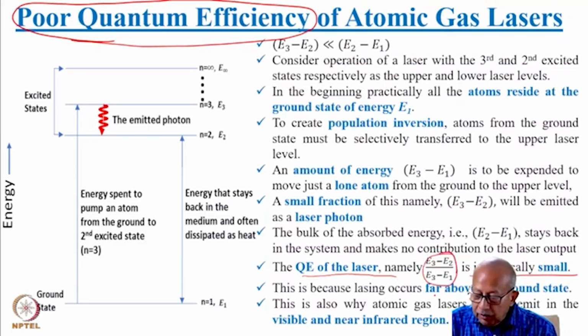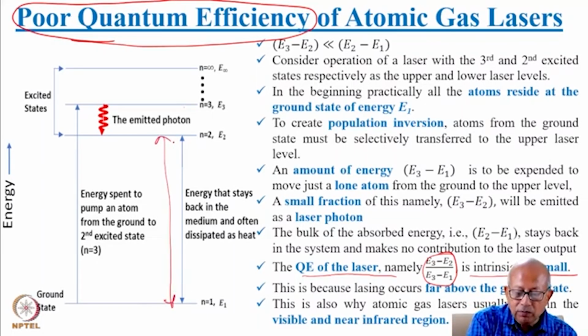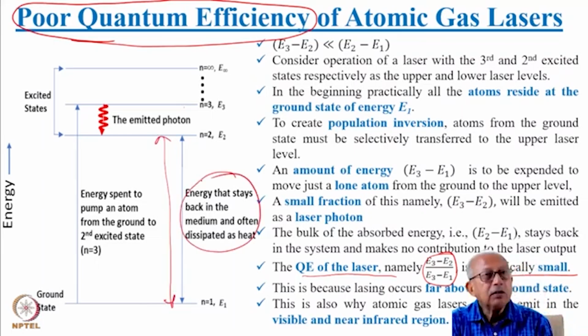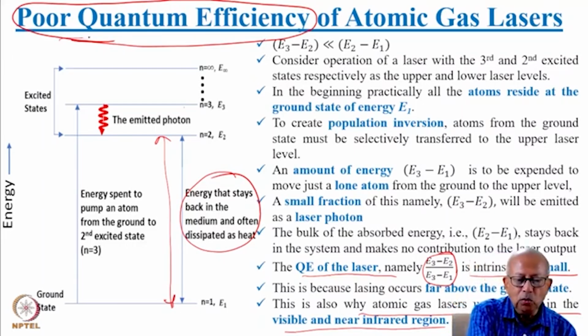This is because lasing occurs far above the ground state. This is the ground state, lasing occurs here. So this much energy stays back in the system and is often dissipated as heat. This is why atomic gas lasers usually emit in the visible and near infrared region, and they will hardly be able to emit light in the ultraviolet. That is, high frequency light cannot be attained from the operation of an atomic gas laser. I hope I have made it clear to you why a gas laser normally has poor quantum efficiency.